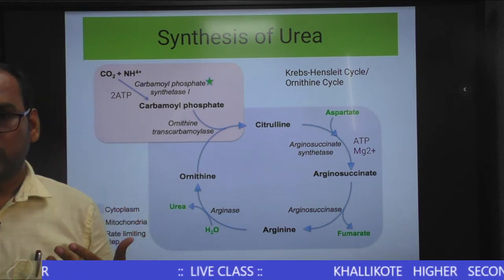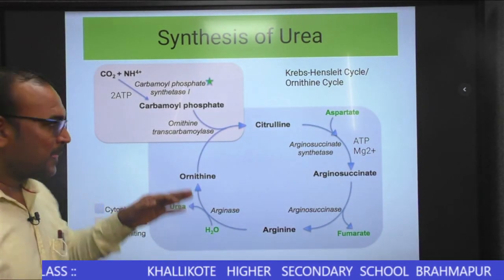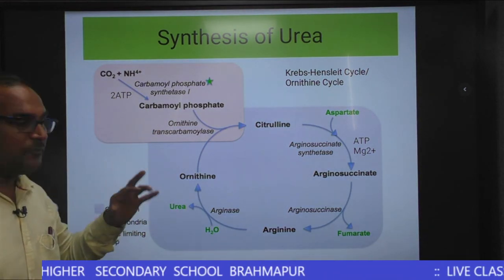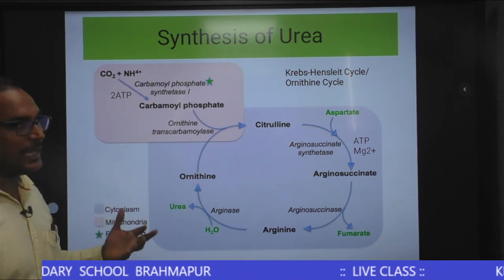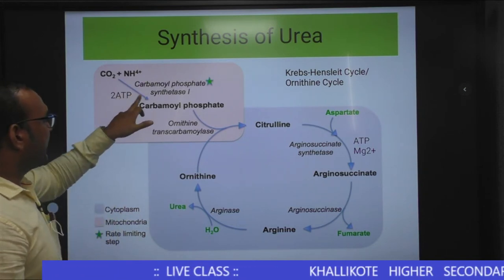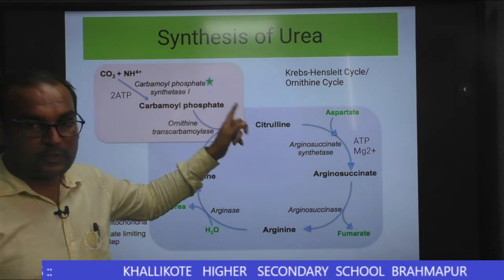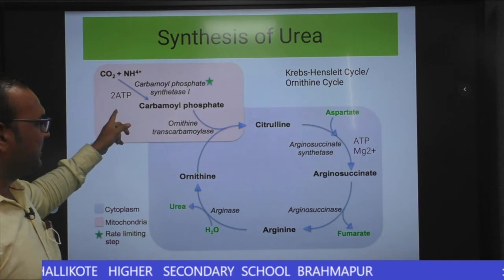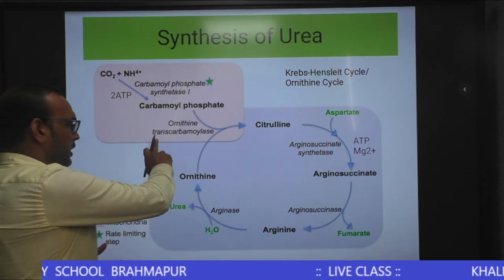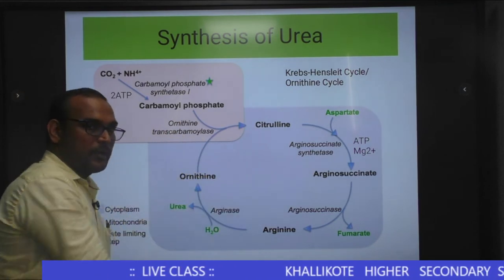Synthetase means it includes 2 ATPs. I think you should also know, students, that there is a difference between synthase and synthetase. Whenever there is a requirement of ATP for the formation of a new substance with an enzyme, then it is a synthetase. So 2 ATP here is used to form carbamoyl phosphate, because it is the addition of a phosphate group from ATP. And this carbamoyl phosphate is then used to create citrulline through ornithine transcarbamoylase.